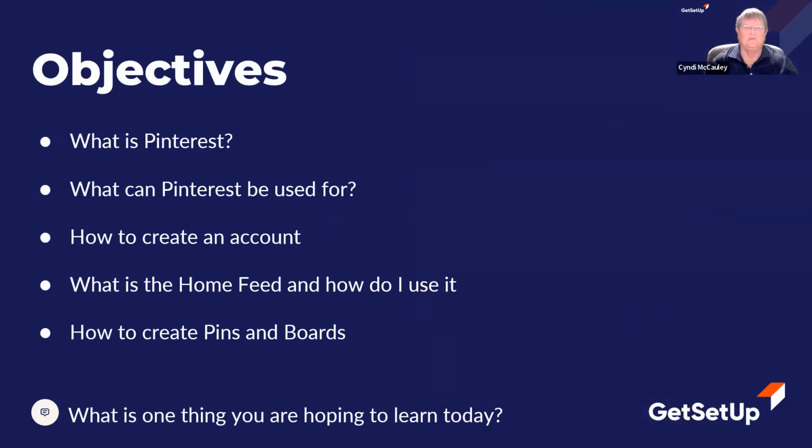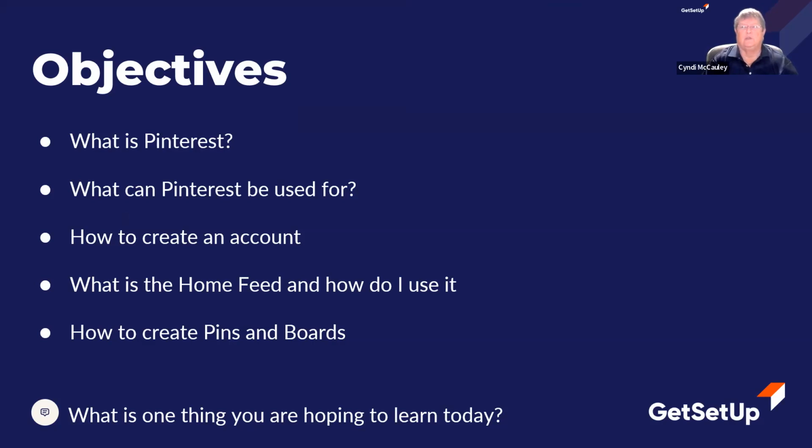So this will kind of be the objectives for today. We're going to talk a little bit about actually what Pinterest is and what all you can use it for. There's an endless number of things you can use it for, actually. I'm going to walk you through creating an account. We'll actually create an account and start saving some pins. We'll talk about the home feed. And then we'll talk about saving pins and creating boards so that you can organize those pins that you save.